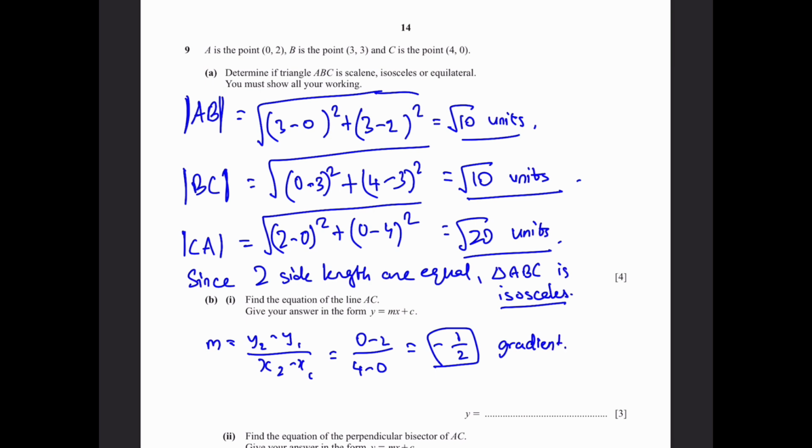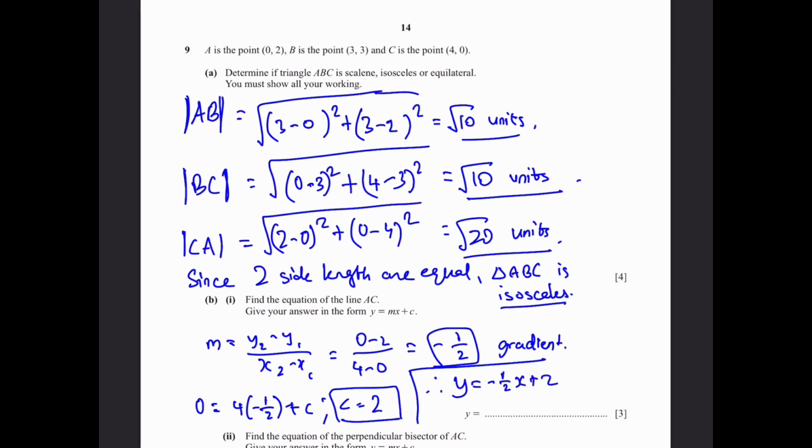Now we can substitute any of the points C or A into this equation, y equals mx plus c. So I'll be substituting 4, 0. 0 is equal to 4 times negative half plus c. So therefore c is equal to 0 minus this value. So 0 minus of minus 2. And that is 0 plus 2, or 2. So therefore, y is equal to minus half x plus 2, which is our answer.